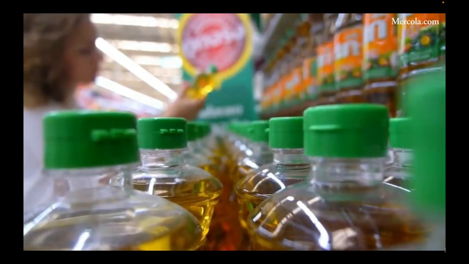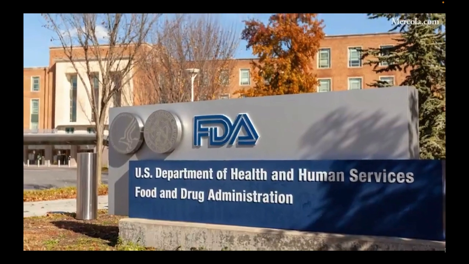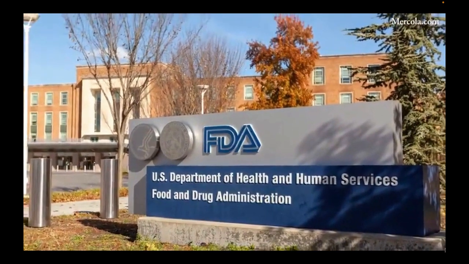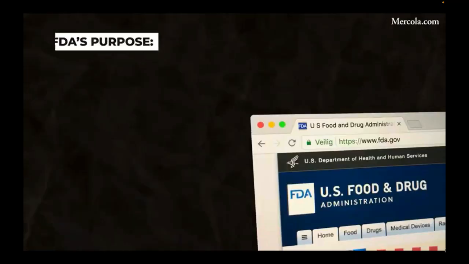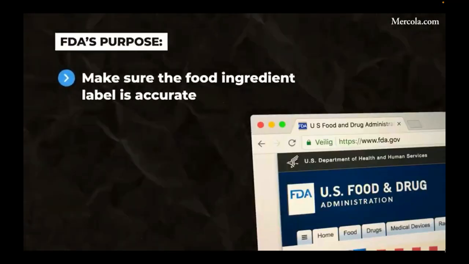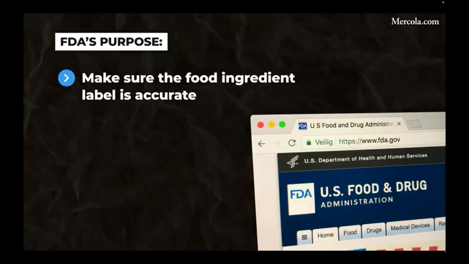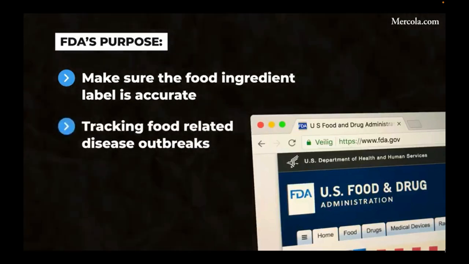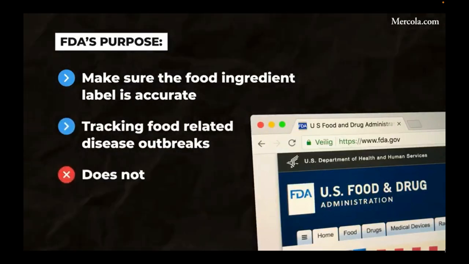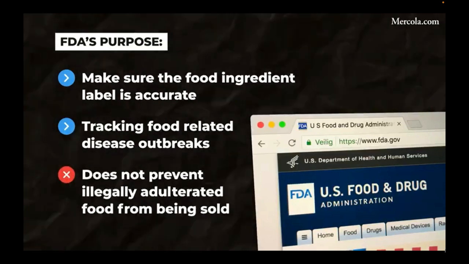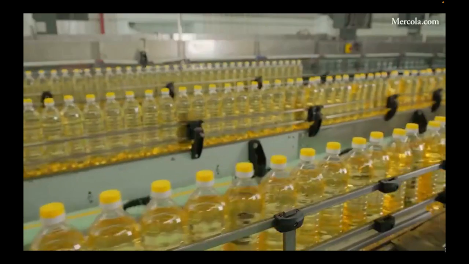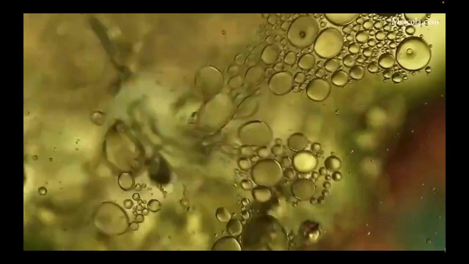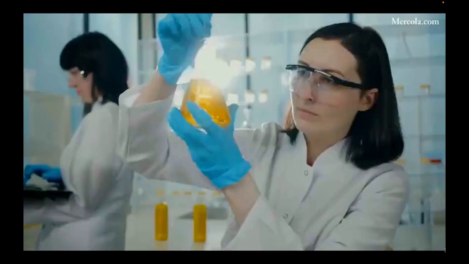In general, people believe the U.S. FDA is policing and regulating food fraud, but nothing could be further from the truth. The FDA's primary focus is to make sure the ingredient label is accurate and tracking food-related disease outbreaks. The FDA does little to nothing in terms of preventing illegally adulterated foods from being sold. Why is this important? Because the vast majority of olive oil and avocado oil is adulterated.